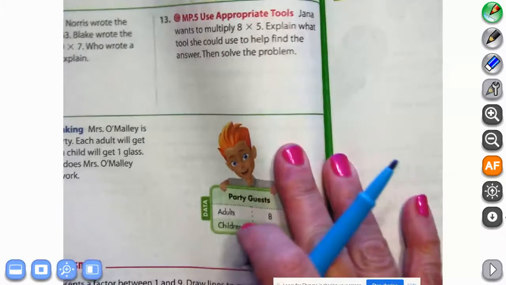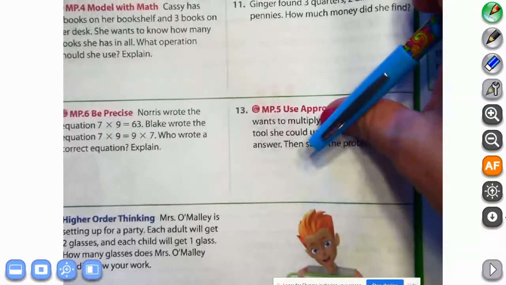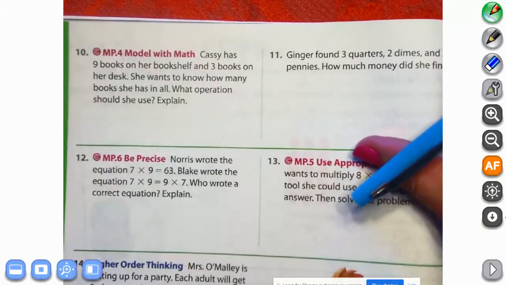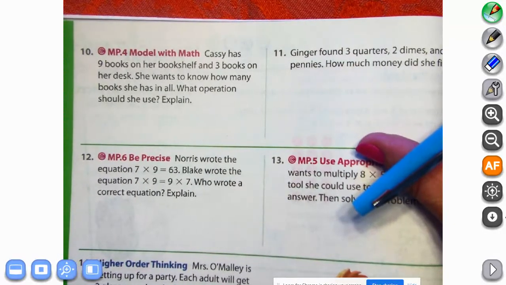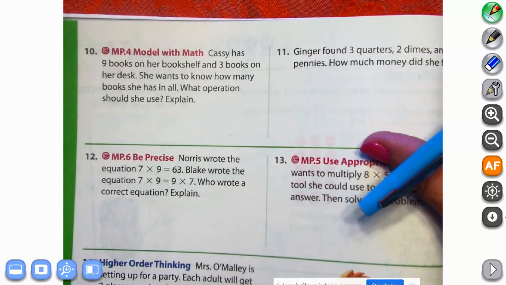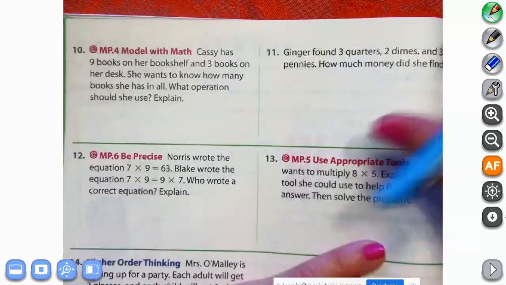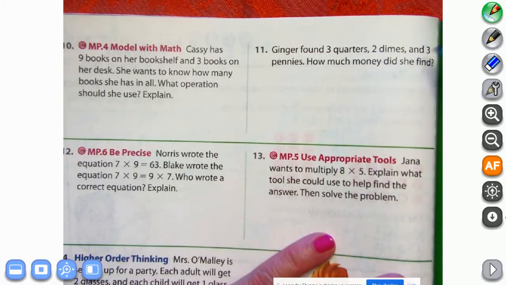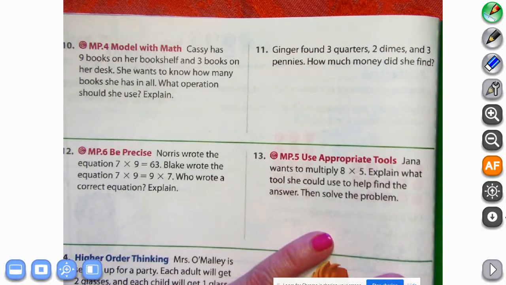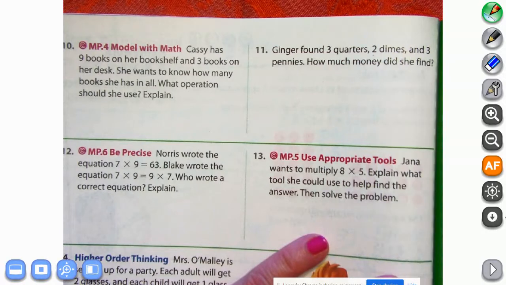And then the back side here. Casey has 9 books on her bookshelf and 3 on her desk. She wants to know how many books she has in all. What operation should she use? Should she use addition, subtraction, multiplication, division? See which one you can do with that. Number 11, Ginger found 3 quarters, 2 dimes, and 3 pennies. How much money did she find? So you have to add up your money.